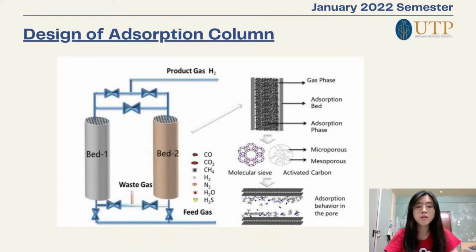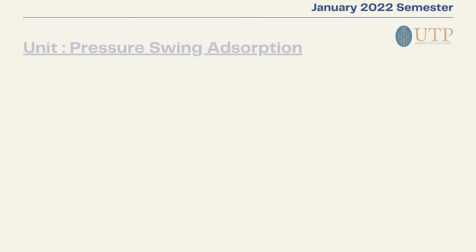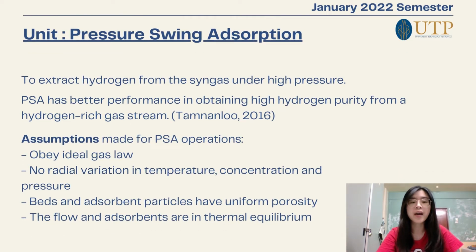The pressure swing absorption unit has been selected to extract the hydrogen gas. Some assumptions have been made, such as obeying the ideal gas law, no radial variation in temperature, concentration and pressure, and the bed and absorbent particle have uniform porosity.